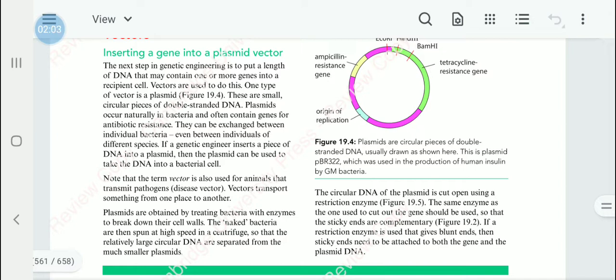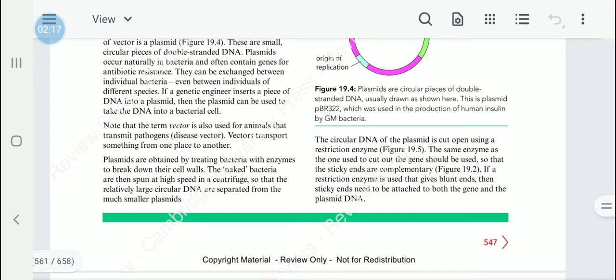When we cut it with the same enzyme, the sticky ends are going to be complementary. However, if the restriction enzyme gives a blunt end, then we will have to add sticky ends, both to the gene and to the plasmid, so that they would be complementary.